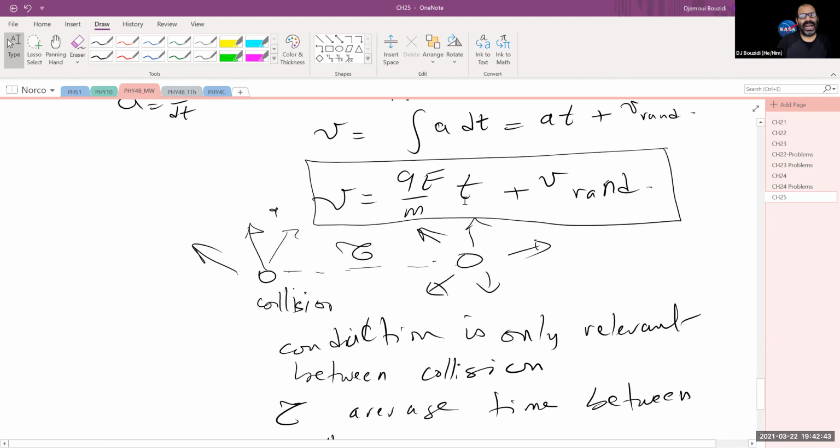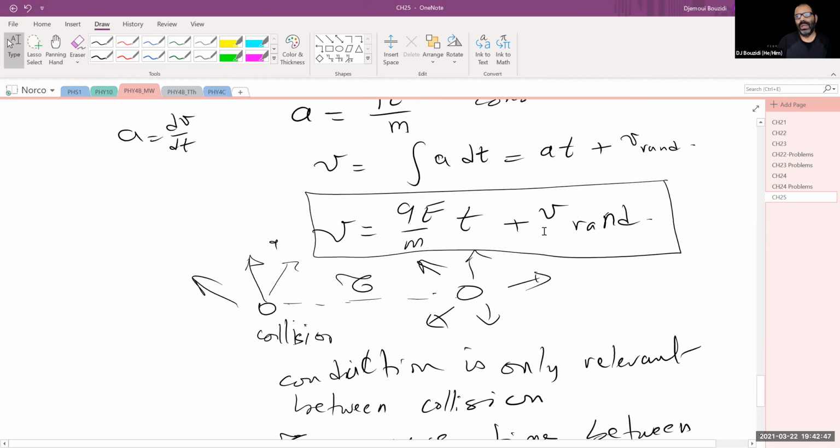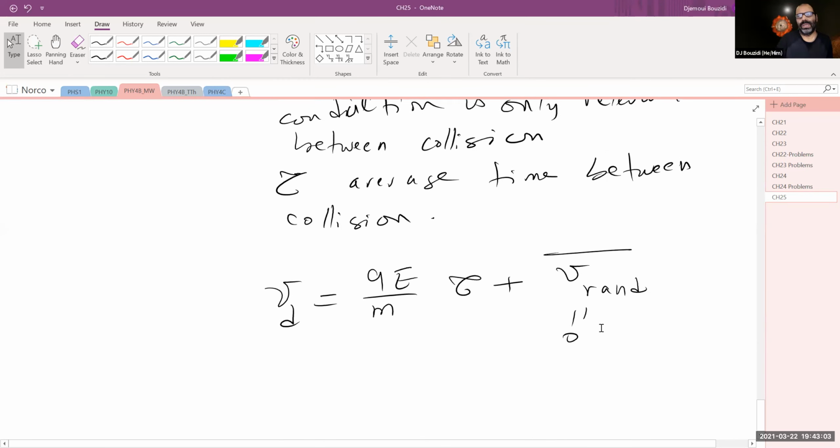And then when you average the time, that is by definition the average time between collisions, tau. And then the average of a random quantity, that is zero, because it can be any direction you choose. It can come out in any direction. So there is no way to control that. That is determined only by the temperature, by the way. So in this case, this number is zero. This is just a fixed number. So this is the drift velocity.